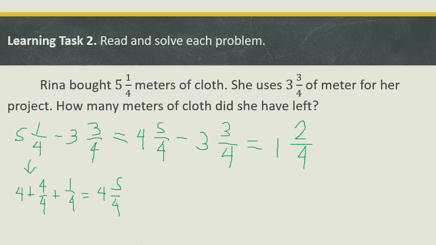So, ang 2/4 po ay pwede pang i-divide sa 2 para maging lowest term. So, kopyahin natin yung whole number. Then, 2 divided by 2 is 1. 4 divided by 2 is 2. So, kaya ang answer dito is 1 and 1/2.